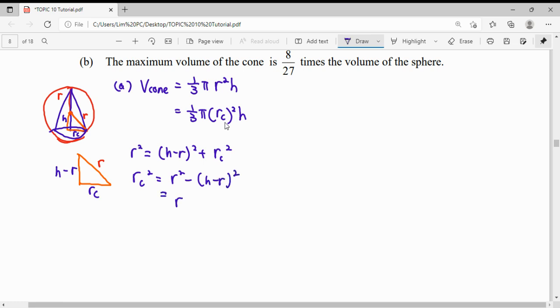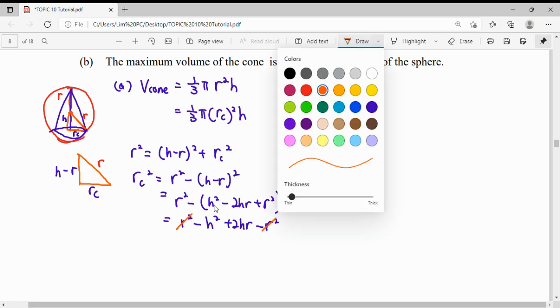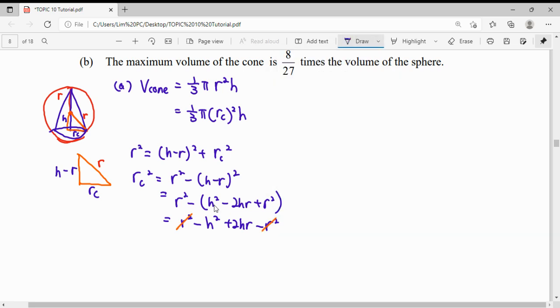So we try to simplify here. We expand this, and it gives us h squared minus 2hr plus r squared. As we simplify again, it will be r squared minus h squared plus 2hr minus r squared. So now our r squared will cancel. Then we can factorize out h here. We get h times negative h plus 2r, which equals h times 2r minus h.